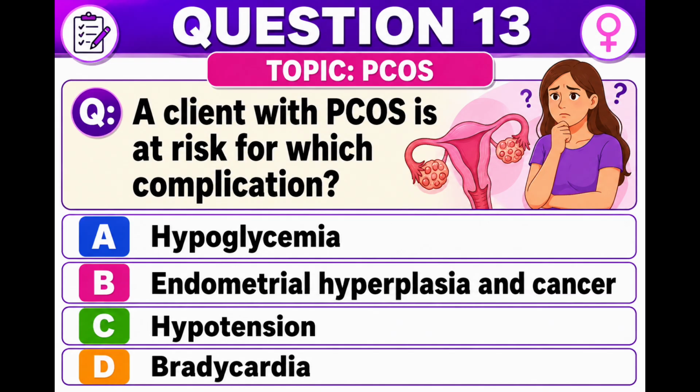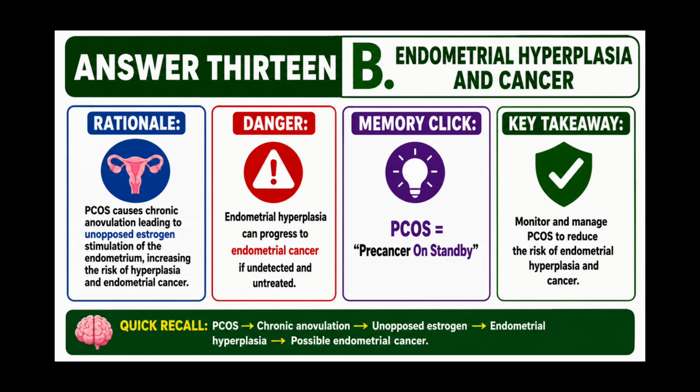Question 13. PCOS. A client with PCOS is at risk for which complication? A. Hypoglycemia. B. Endometrial hyperplasia and cancer. C. Hypotension. D. Bradycardia. Answer is B.